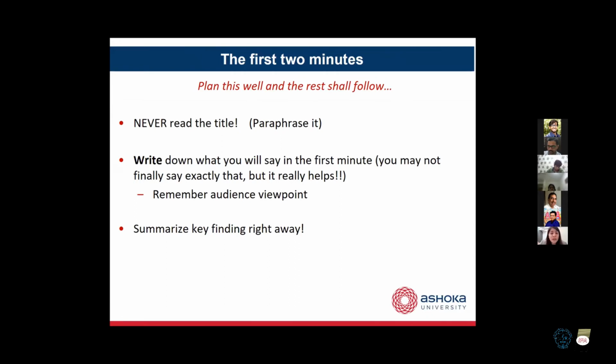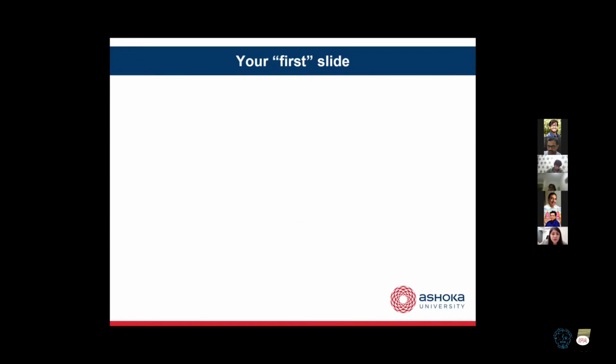So the first 2 minutes of your talk are very, very important. And this is something that I've tried and tested. If you really write down what you are going to say in the first minute, you might not end up saying exactly those words, but that little autopilot mode that you start your presentation with is going to ensure that everything falls into place. Whenever you are reading the title, always paraphrase it. Don't really read each and every word from the slide at the start of your presentation. This is going to really doze off the audience. Always summarize the key findings right away. I'll come to the detail in a short while.